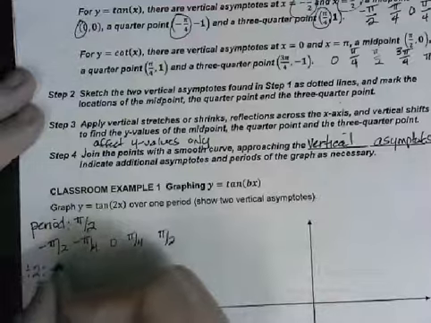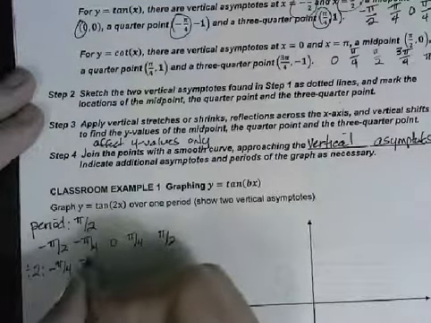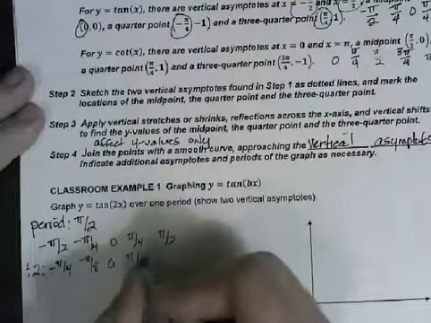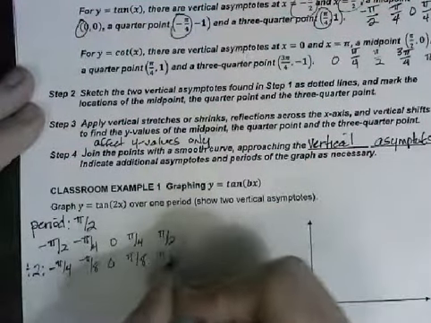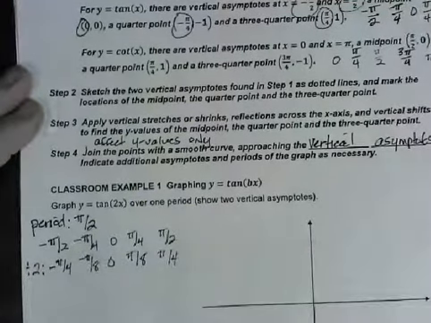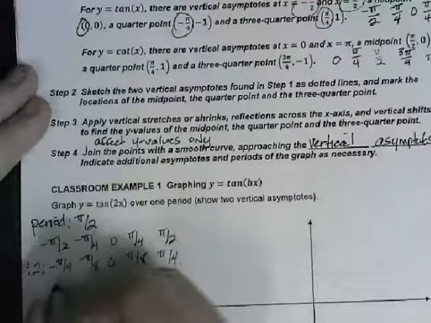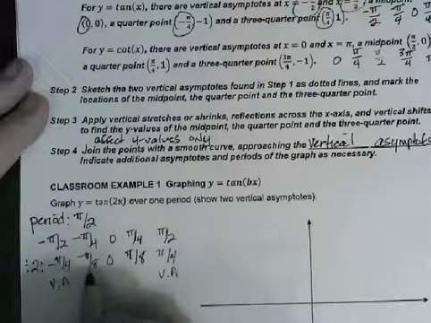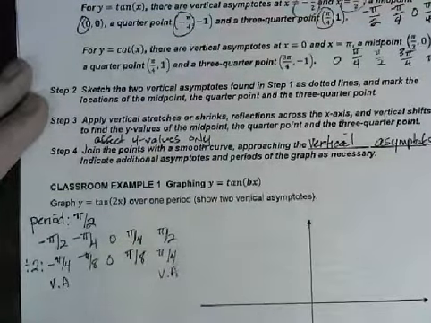That makes this negative pi over 4. This one would be negative pi over 8. This would still be 0. This would be positive pi over 8, and this would be positive pi over 4. Now these two on the end are where our vertical asymptotes are. This is our midpoint, and these are our quarter and 3/4 points.